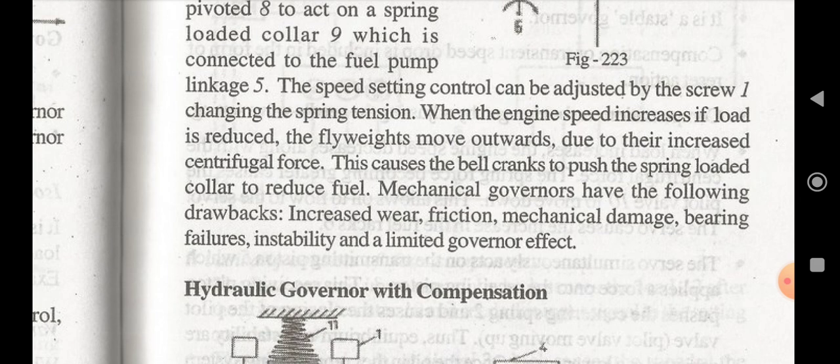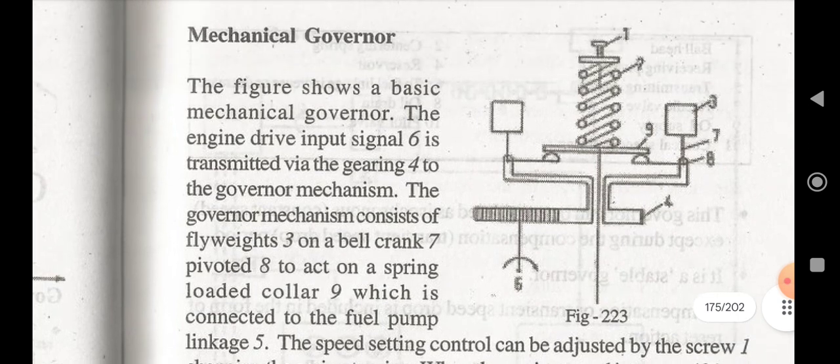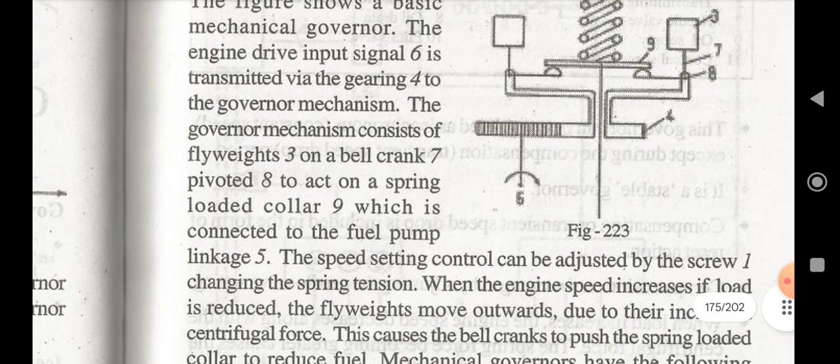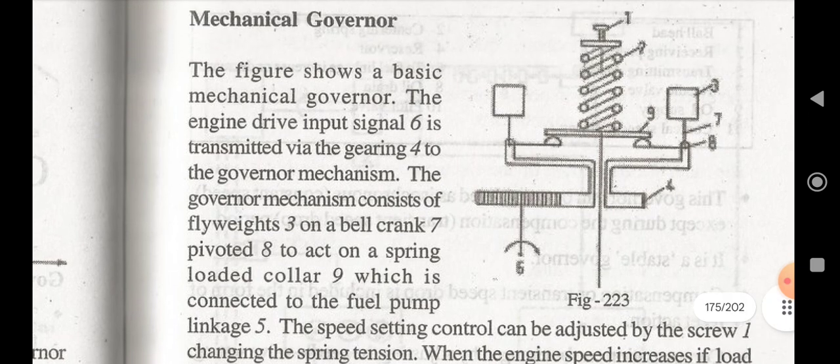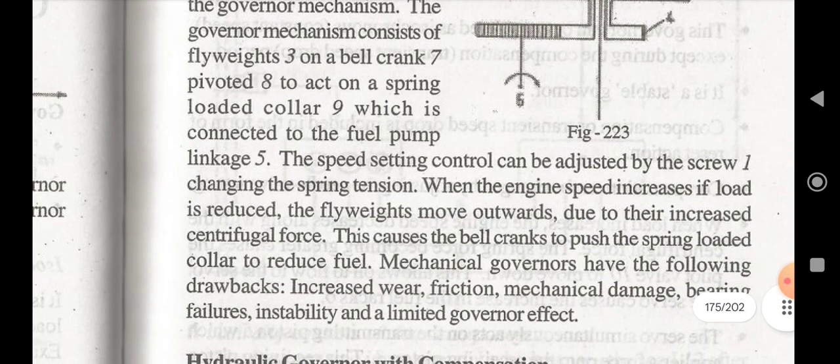Okay. In this mechanical governor, the speed setting can be adjusted by the screw by changing the spring tension at the top, and when the engine speed increases, if load is reduced, then the flyweights will move outwards due to increased centrifugal force. So this causes the bell crank to push the spring loaded collar to reduce the fuel.